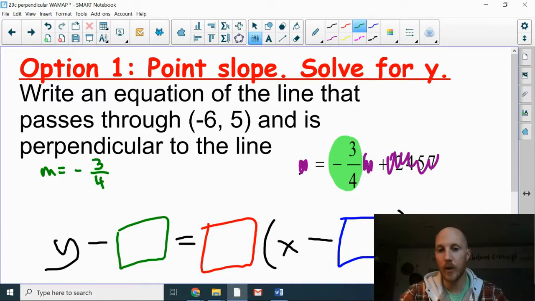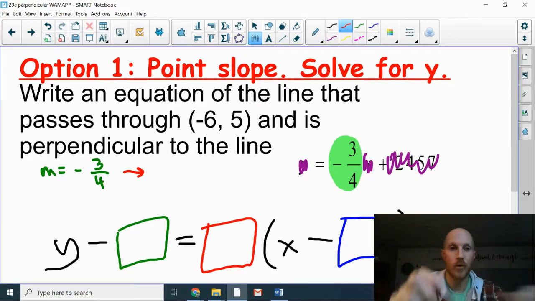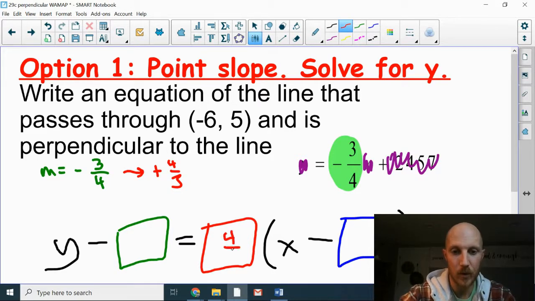But the line we're writing an equation for is going to have a different slope because we need to make it perpendicular to that. So we're going to change this slope by taking this rise and the run and moving them around. 4 goes on the top, 3 goes on the bottom, and then change the sign from negative to positive. There's my new slope. So positive 4/3 is going to go into this slope spot right here.